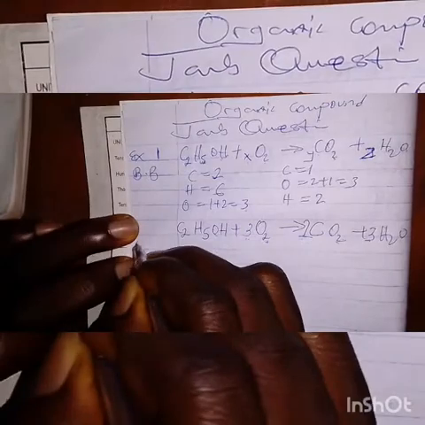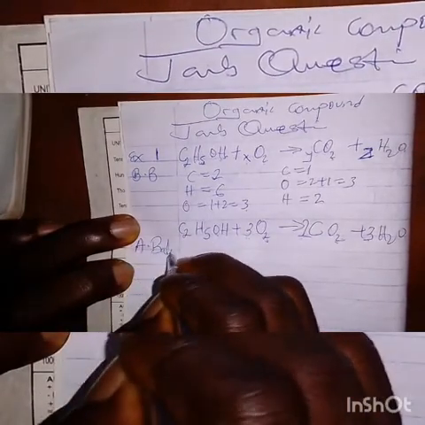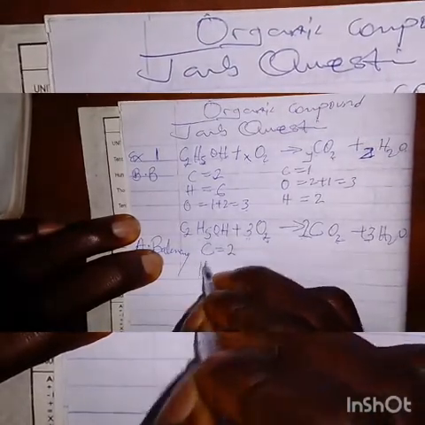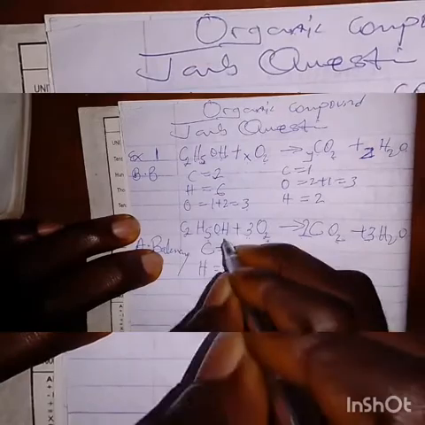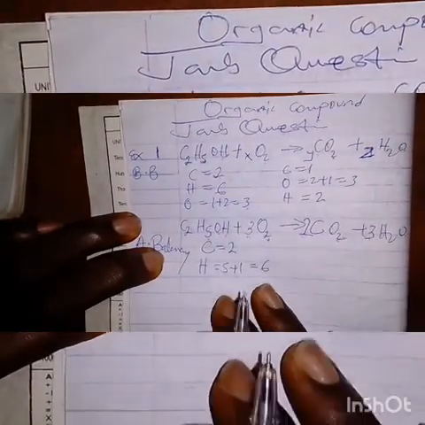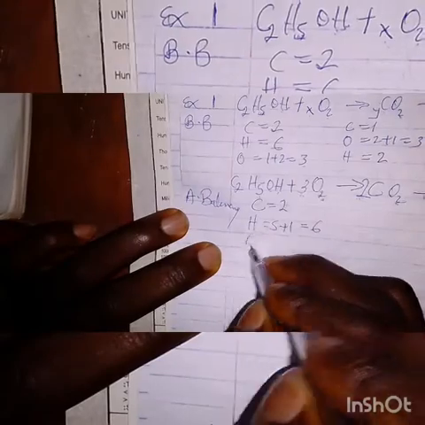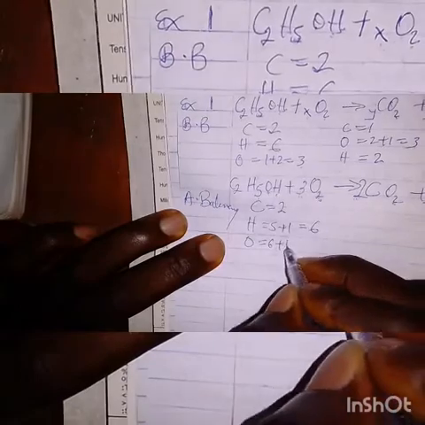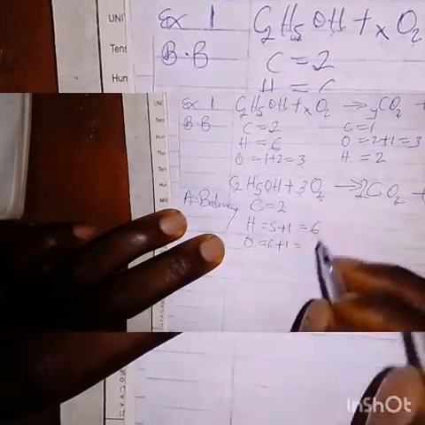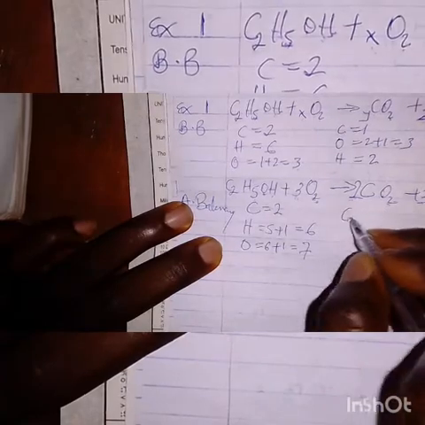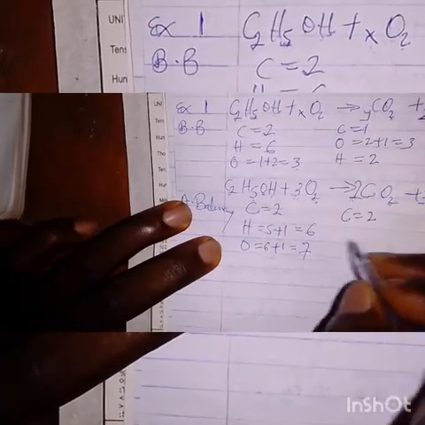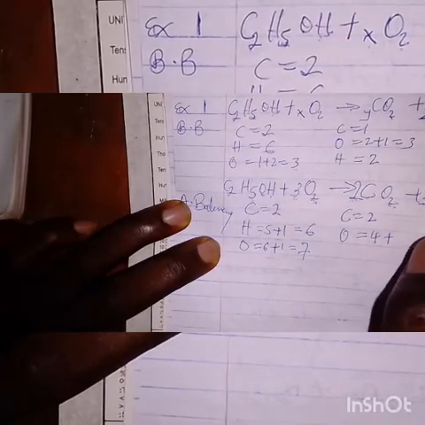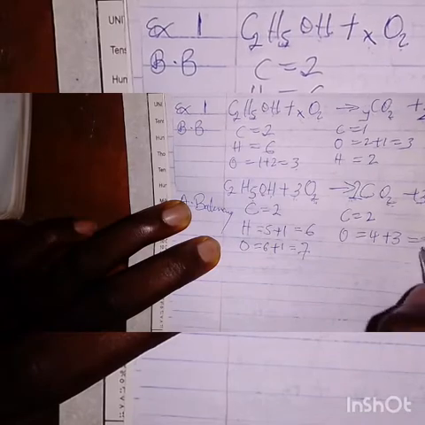So that means after balancing, what do we have? C is equal to 2. The number of H here is equal to 5 plus 1, which is 6. Then the number of O is equal to 3 times 2, 6, plus O here is equal to 7. So yes, C is equal to 2, as you can see. O in this place, 2 times 2, 4, plus the number of O here is 3, is equal to 7.